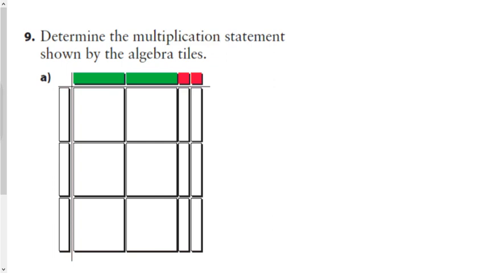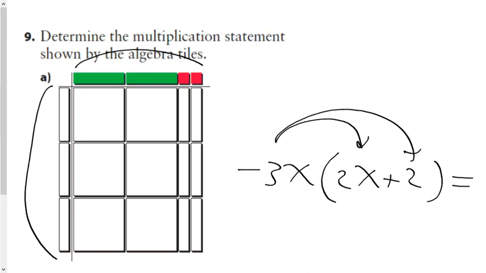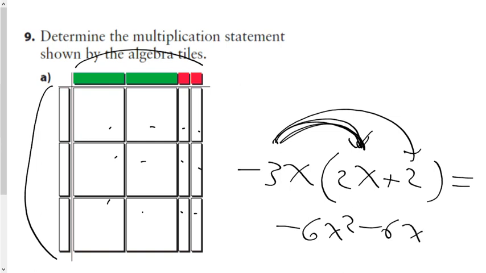Question 9, continuing along, says what multiplication statement is shown by these algebra tiles? Again, my monomial is here and my binomial is here. My monomial is negative 3x multiplied by the length, which is 2x plus 2. If I was to expand using distributive property, I'd get the answer, but I don't have to because the area is here. The product is going to be negative 6x squared, which is what I would have got if I multiplied these together, and negative 6x, which is what I would have gotten if I multiplied those together. And that's my solution.